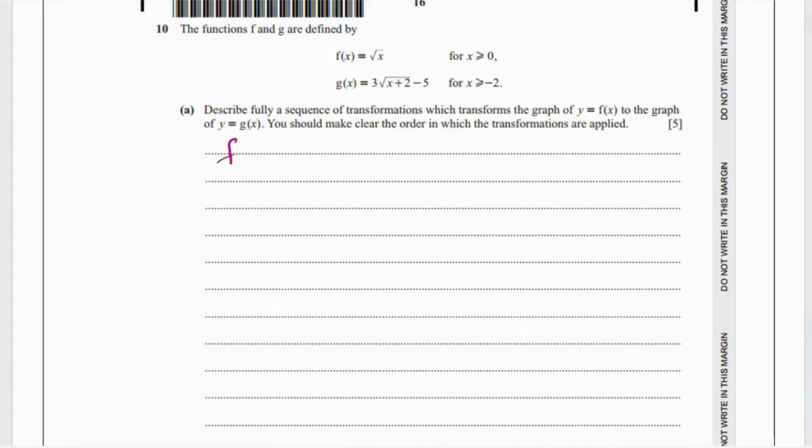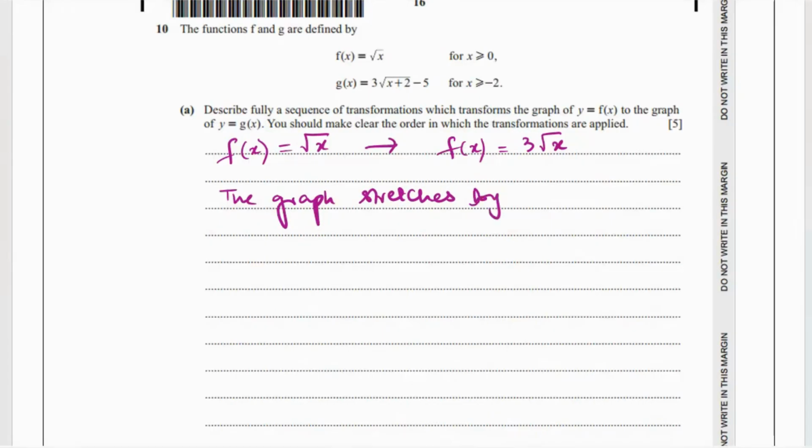So first, f of x equals root of x is becoming f of x equals 3 root of x. We're multiplying the function by a scale factor of 3. So as you can see, the graph is stretching by a scale factor of 3.